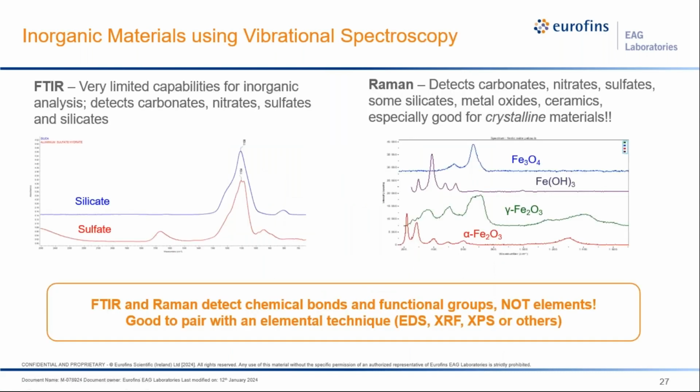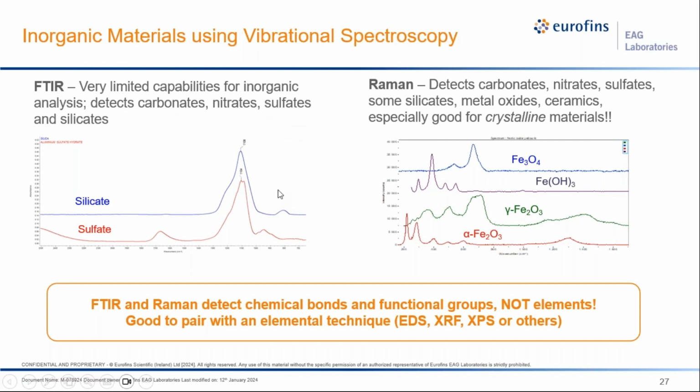Okay, so I'm coming to the end, and I'd like to talk about inorganic materials. As I mentioned before, these spectroscopic techniques are really wonderful for organics. They have really beautiful, rich spectra. But there are some inorganic molecules that can be detected by these techniques. So with FTIR, we can see certain inorganics, particularly we can see carbonates really well, nitrates, sulfates, and silicates.